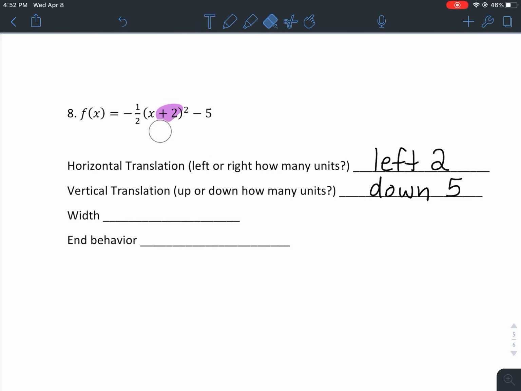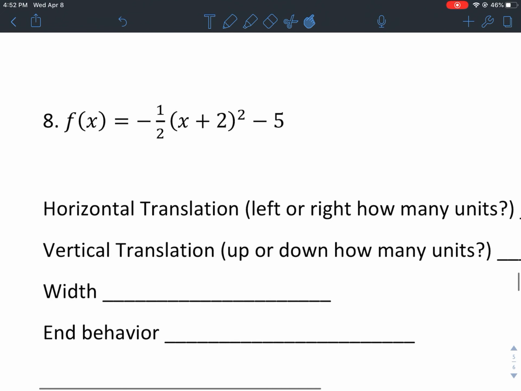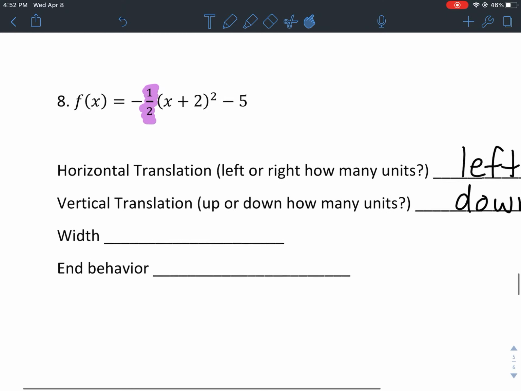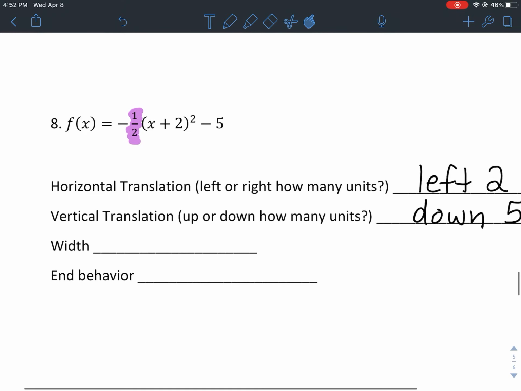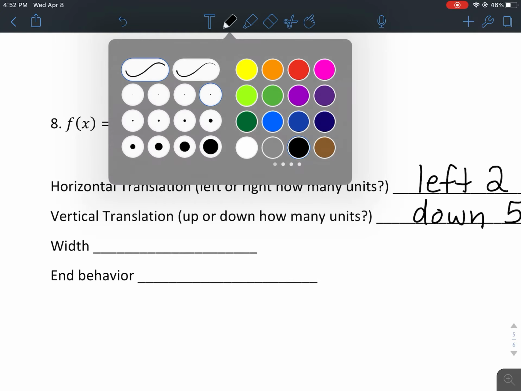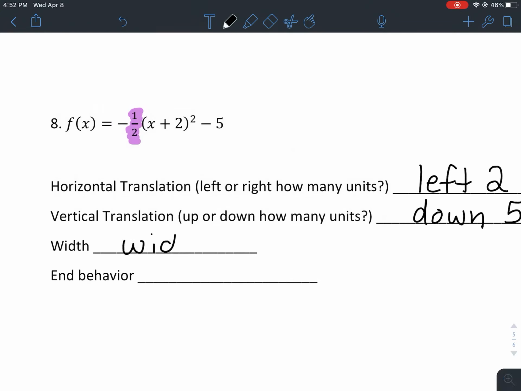Now looking at the width, this is similar to the first couple problems. Remember, we do not look at this negative. We consider the absolute value of that, which is 1/2. It's always positive. So 1/2 is smaller than 1. If the number is smaller than 1, we are going to say that it's wide. If that number was, say, for example, 10, that's bigger than 1, we would put narrow.